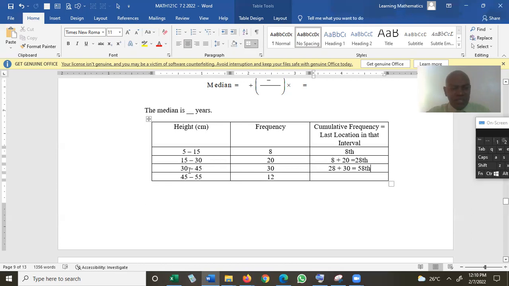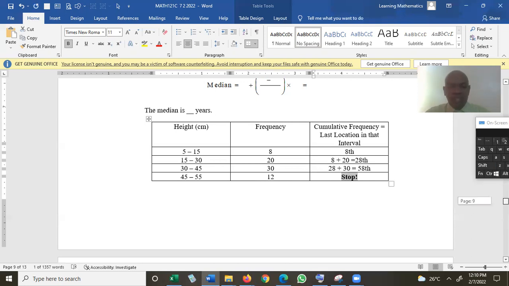Obviously, the 35th is in that interval, so therefore you stop. As soon as you surpass your location, you stop. There is no need to continue locating because you have surpassed the location. We're looking for the 35th location, and the 35th location is in that interval. Okay, so we stop.